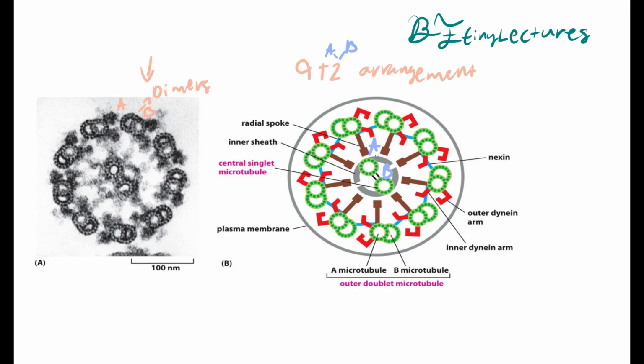So that makes 2. Now the outer pairs are connected via a protein called the Nexin protein. This Nexin protein is kind of like super glue, and it allows the microtubules to stay constrained and stabilized. So the Nexin is very important, and we will talk about Nexin in the next slide.